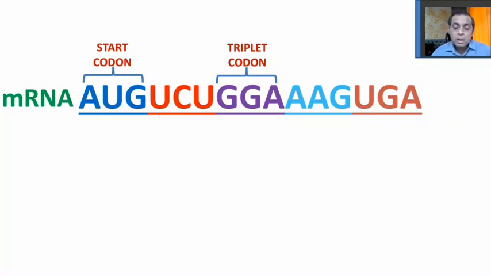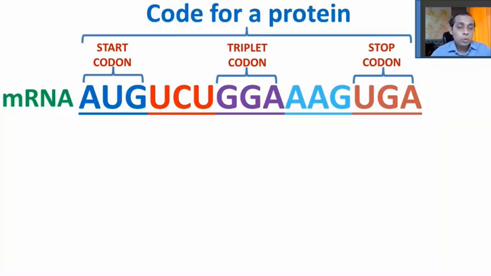mRNA also has a stop codon. Stop codons are always at the end. They are usually one out of the three. Now, there are three stop codons: UAA, UAG, and UGA. And here it is UGA. The other two are also stop codons.